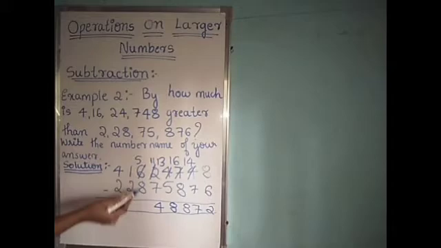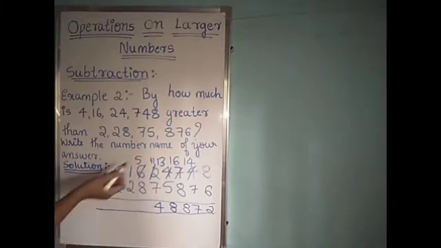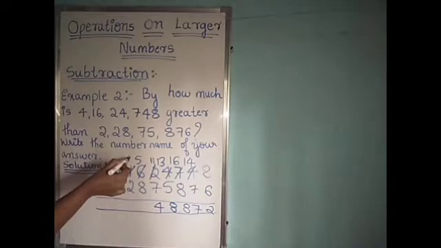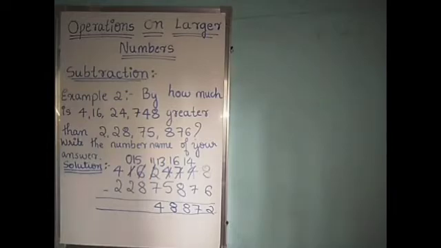Next 5 minus 8. 5 minus 8 is possible to subtract? No, it is not possible. So what we have to do? We have to borrow from next number. So the next number is 1. If we borrow from 1, then 1 becomes 0 and here 5 becomes 15. 15 minus 8 is how much? 15 minus 8 is 7.